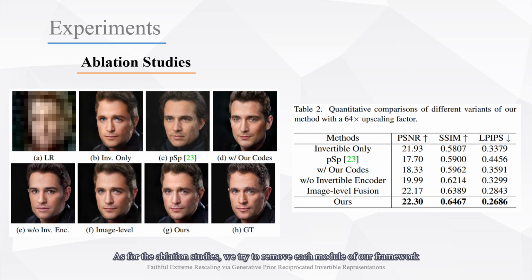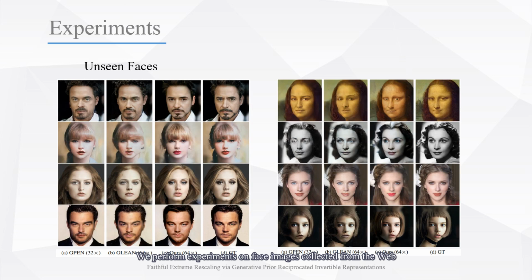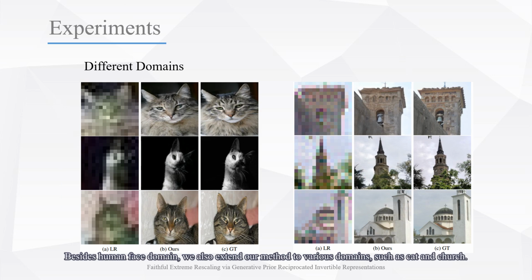As for the ablation studies, we try to remove each module of our framework to verify the effectiveness of the architecture design. Quantitative results are shown in Table 2. We perform experiments on face images collected from the web, to verify the generalization capacity of our method in the real world. Besides the human face domain, we also extend our method to various domains, such as cat and church.